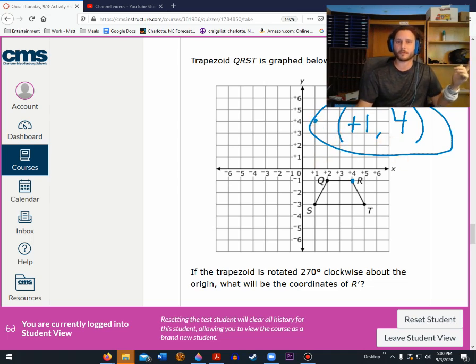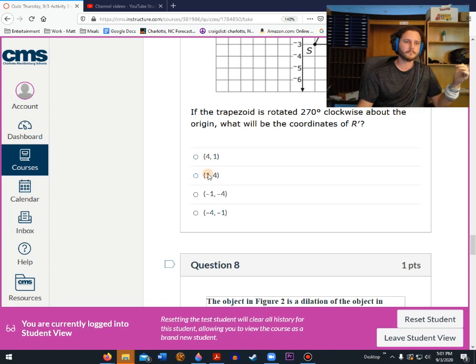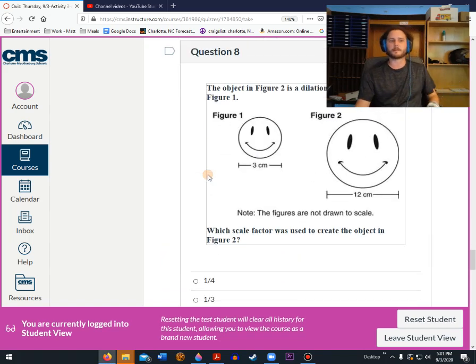That should be the new coordinate. So +1, +4. Let me scroll down and choose that answer. Done. For number 8, this one's asking about a scale factor.